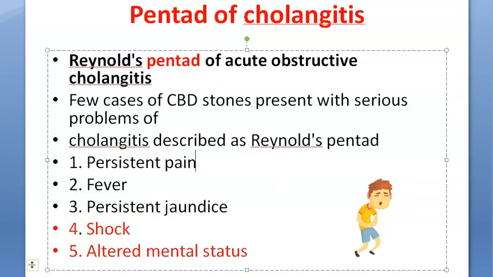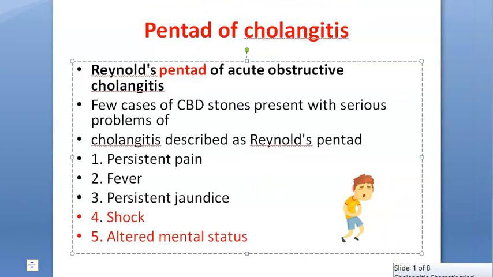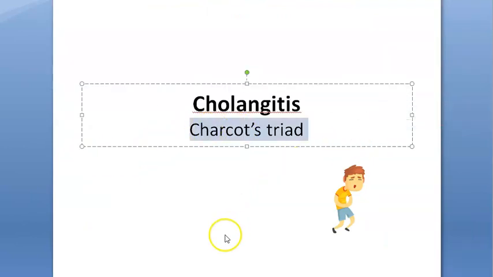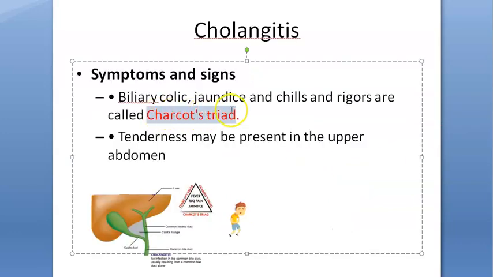This they'll not ask in the exam, but in the exam they have asked this Charcot's triad. See, cholangitis, Charcot's triad, remember. You've understood what Charcot's triad is, haven't you? Biliary colic, jaundice, fever.